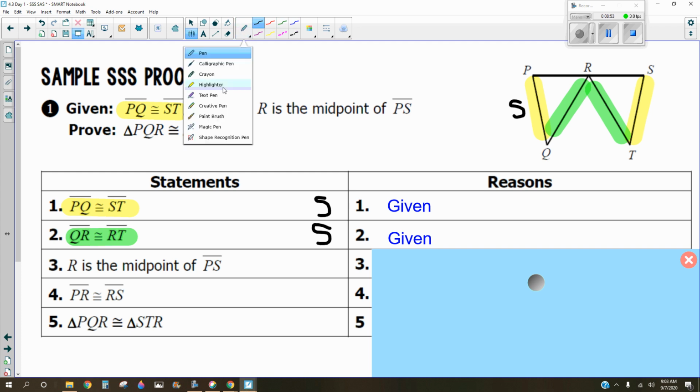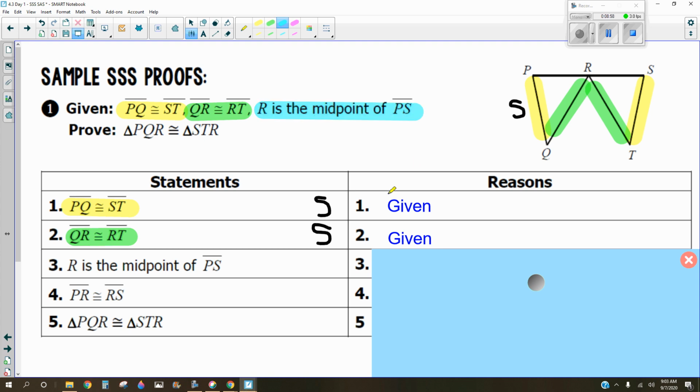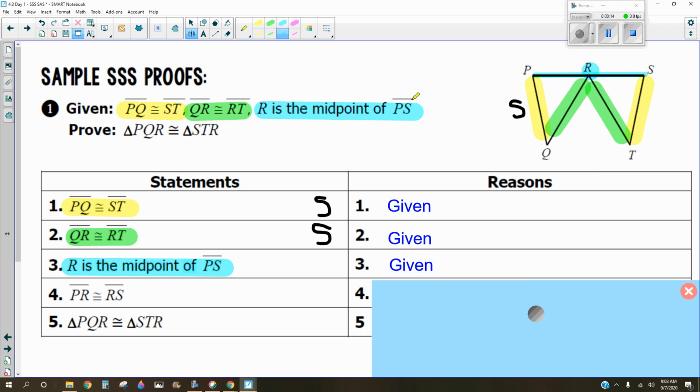The next one says R is the midpoint of PS. So I write it down. How did I know R was the midpoint of PS? They told me in the given line. So that's all my givens. And they don't really tell me anything other than R is the middle. So that's really not a side or an angle. I really don't know, right? So let's look at what they have for the next line.